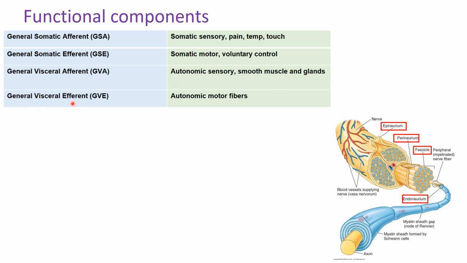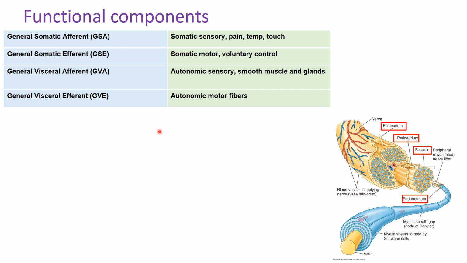General visceral efferent fibers, GVE fibers, are going to be motor fibers leaving the central nervous system. That's what the E is, efferent: leaving, going away from the central nervous system. And these are going to be autonomic fibers. That is the visceral component. So make sure that you understand these abbreviations, GSA, GSE, GVA, GVE, as they will be coming up again and again throughout the course, and you'll be able to recognize what these mean very quickly.